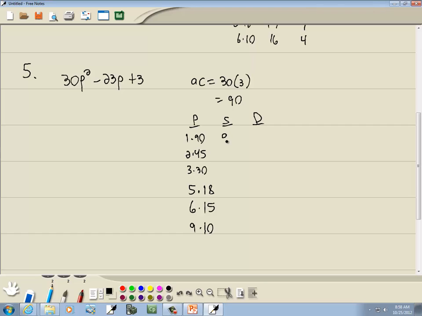1 plus 90 is 91. 2 plus 45 is 47. 3 plus 30 is 33. 5 plus 18 is 23. 21, 19. Subtract them. 89, 43, 27, 13, 9, and 1. The number we're looking for is the number in the middle term, which is 23, which is right here. So I'm going to use 5 and 18.